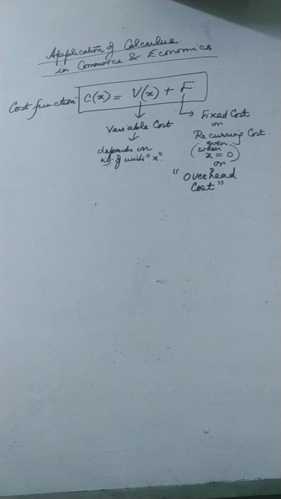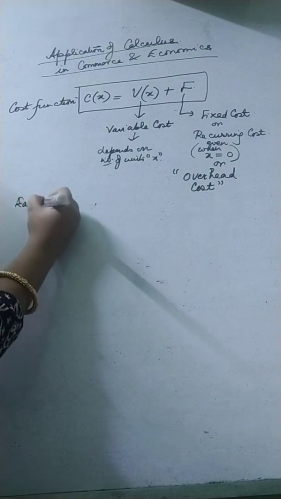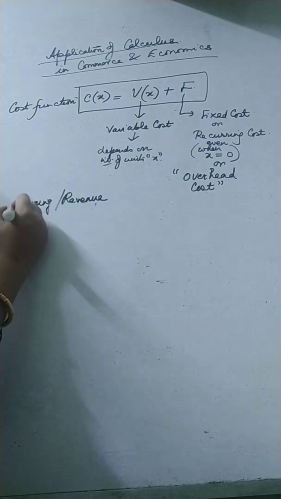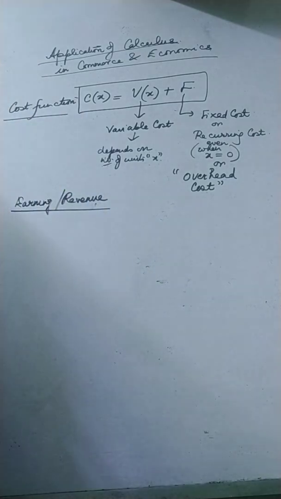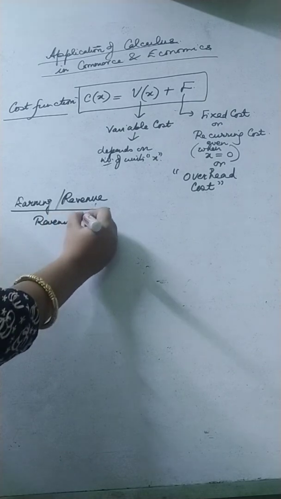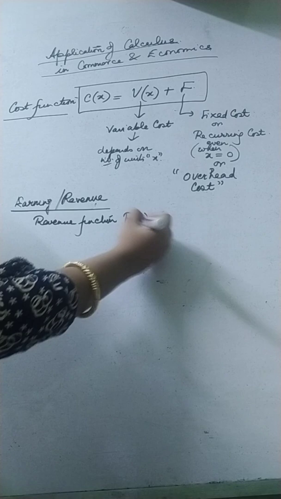Okay, now once you have manufactured, you will sell it in the market, isn't it? And once you sell it, what is the purpose of selling it? So that you earn something. We call it revenue. Okay, so the earning or the revenue is also dependent on the number of units that you are going to manufacture and sell in the market. So it is also a function of x, and it is called revenue function, R(x).